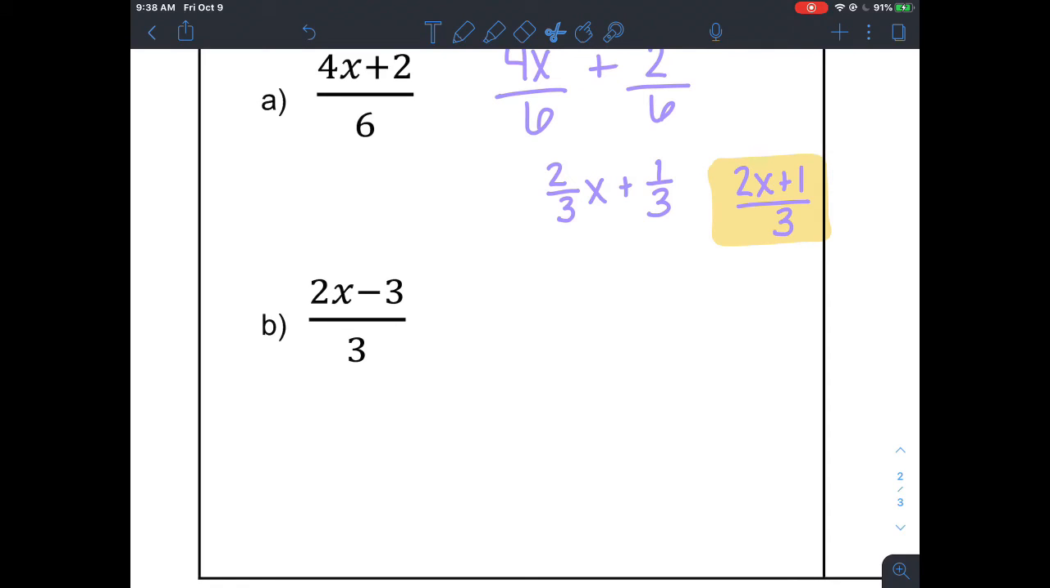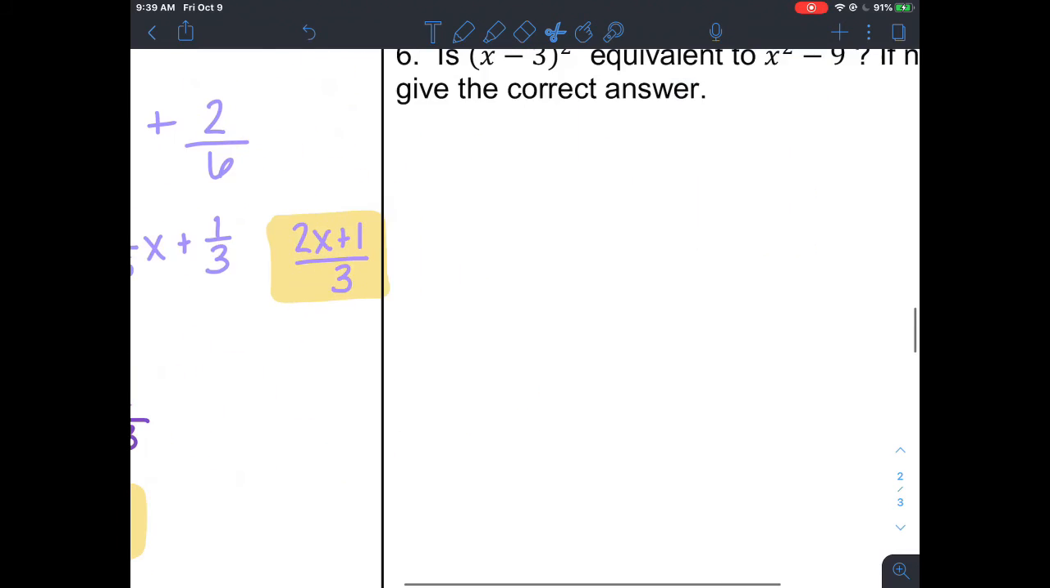I'm going to do the same thing for the second one. I'll split them up into 2 different fractions, and I can reduce. The 2/3 x doesn't reduce, but the 3/3 does reduce to 1. And I can't combine those back together, so that's my final answer.